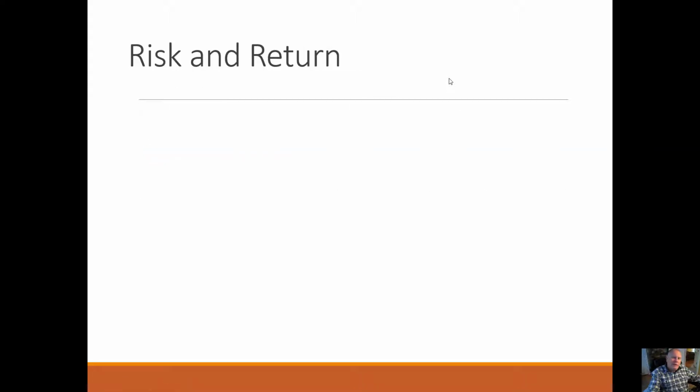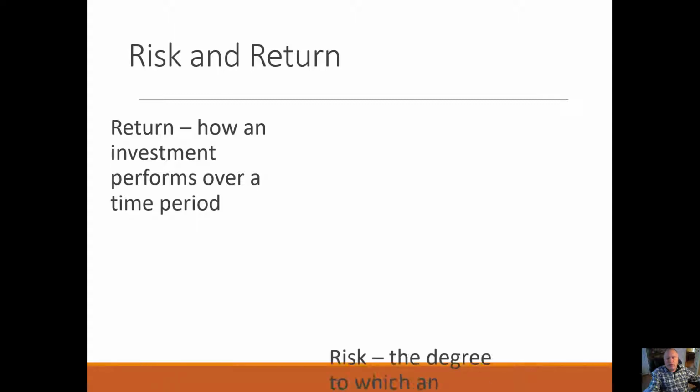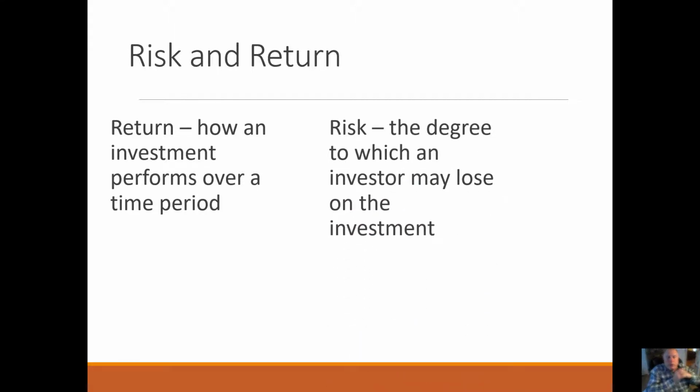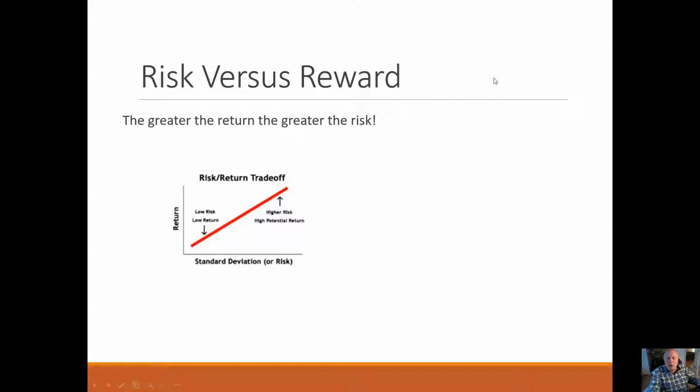Whenever we look at this, we need to stop and look at risk and return. Return is how an investment performs over a period of time. Risk is the degree to which an investor may lose on the investment. Okay? So there's a correlation between risk and reward. And it's a trade-off, if you will, that the lower the risk, the lower the return. The higher the potential return, the higher the risk. And it's often measured by a standard deviation of risk.